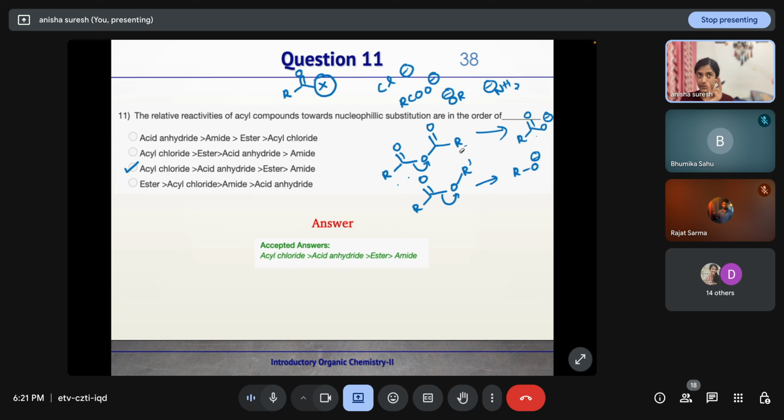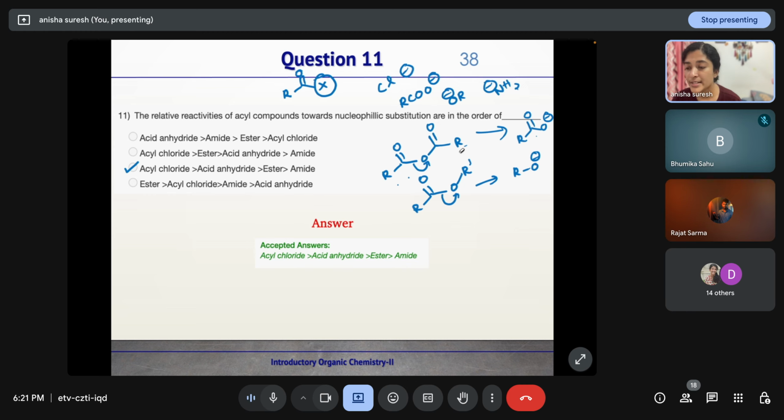So we can consider the stability of these leaving groups by considering the pKa value of their conjugate acids. Ma'am, one more thing. Nitrogen is actually less stabilized, and also because it is less electronegative, that's why it is the least stabilized. Am I right?